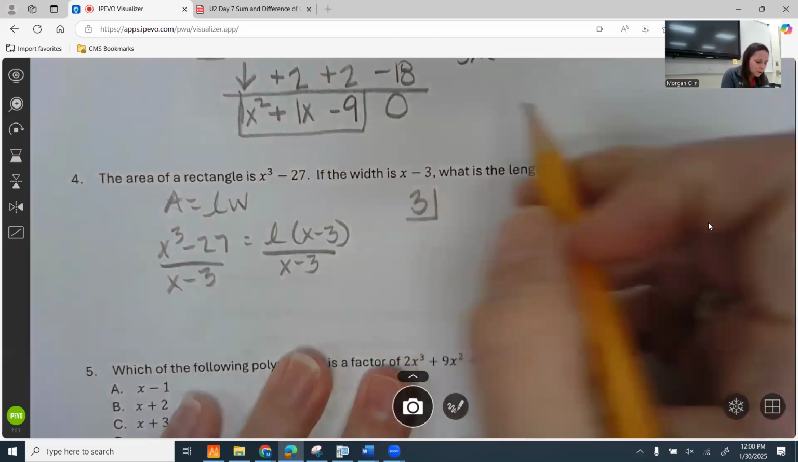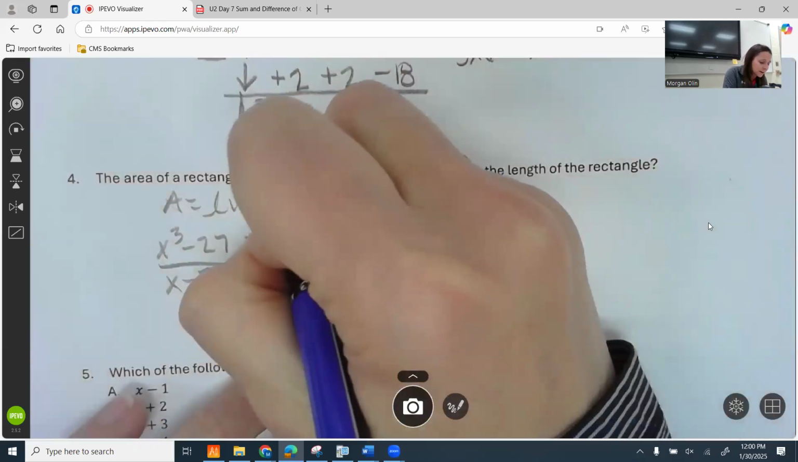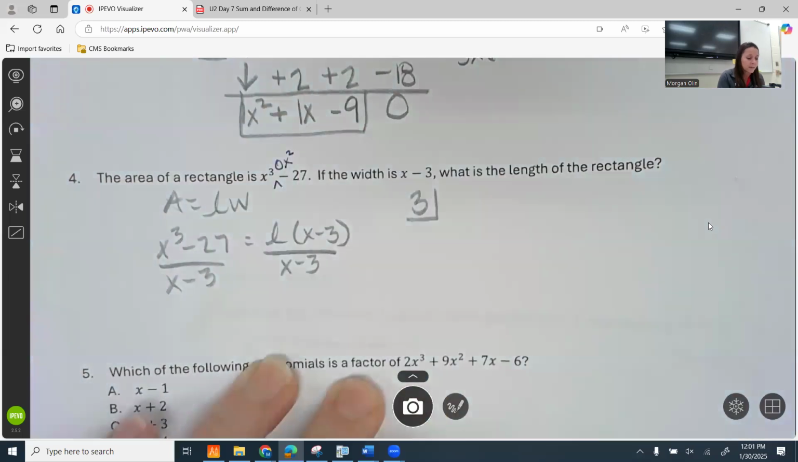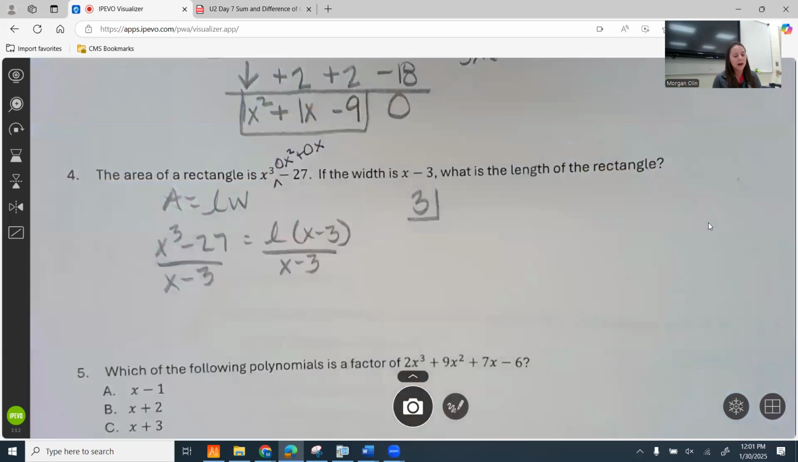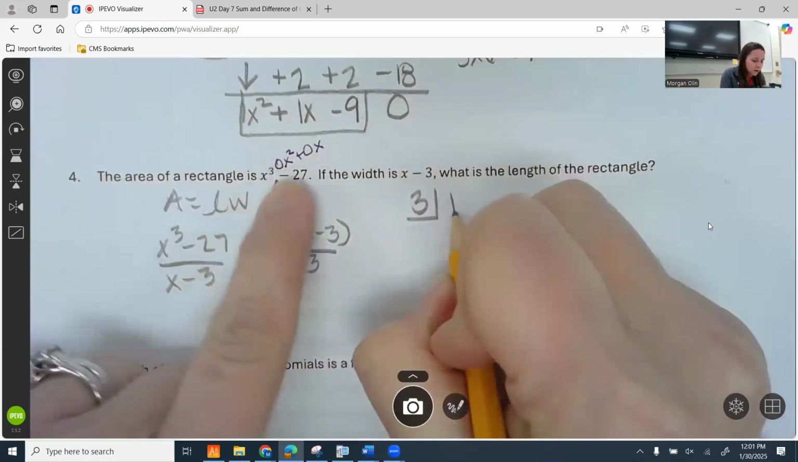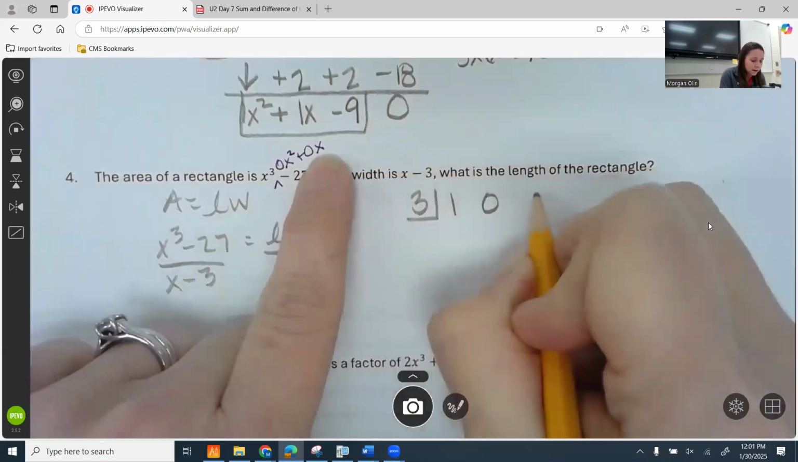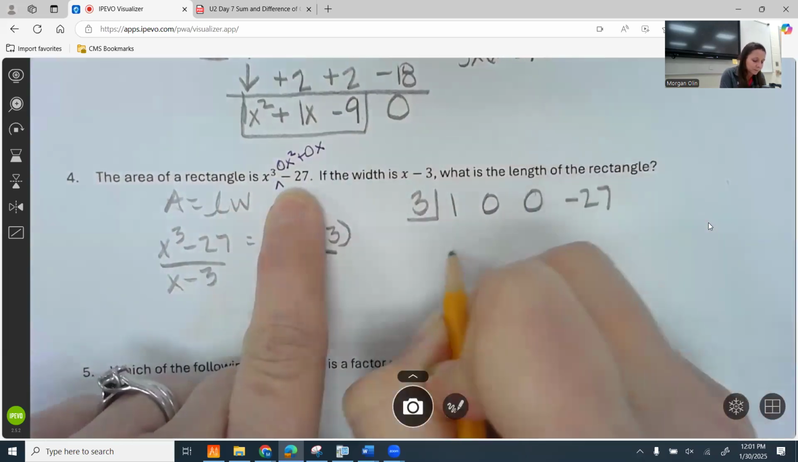Now, what do we have to check? We have to check exponents. So let's think about this. X to the third, I need x squared, and I don't see it, so I need a 0x squared. Then I need an x. Well, I don't see it, so 0x. And then I have my constant negative 27. So here we go. Let's write all the numbers out. It starts out with a 1, then it's 0, 0. I just so happen to have 2 of them, and then that's negative 27.